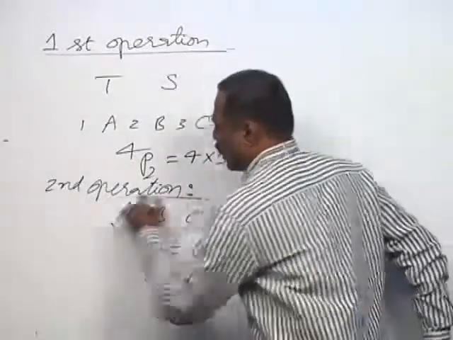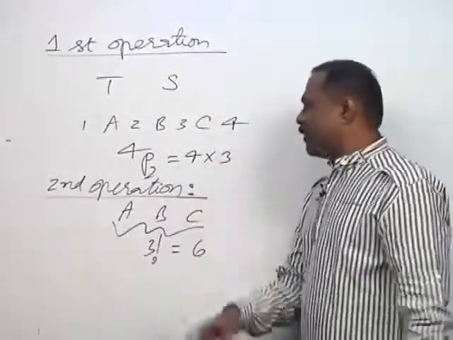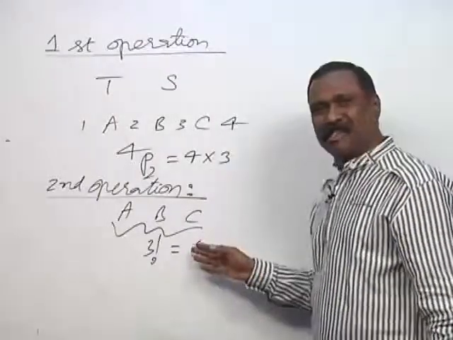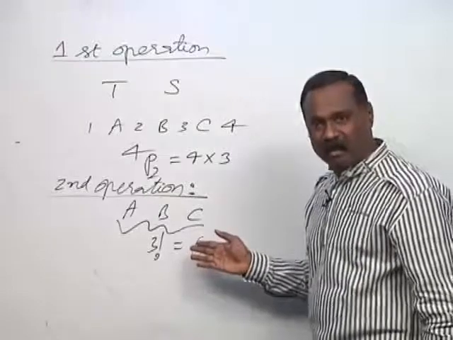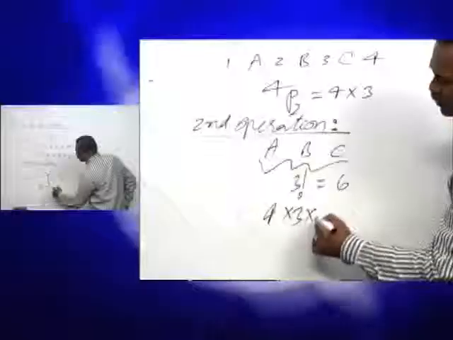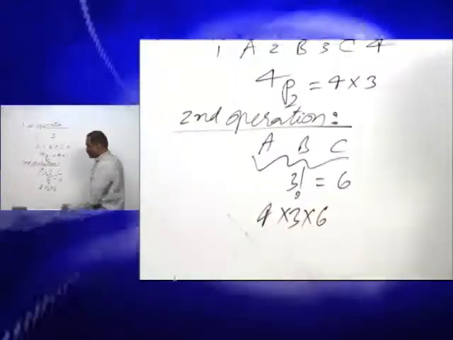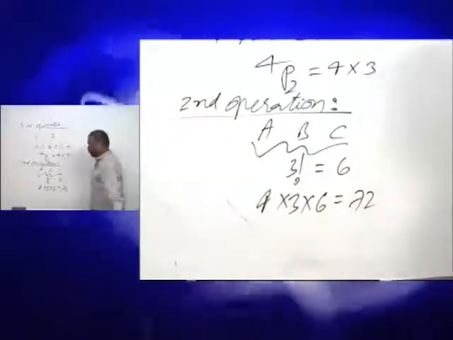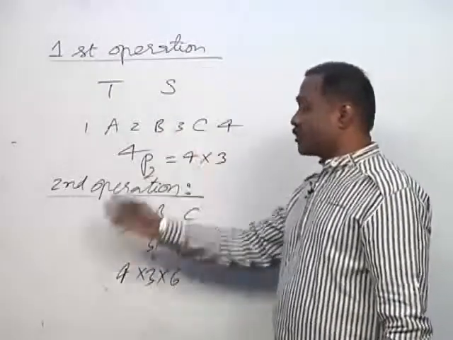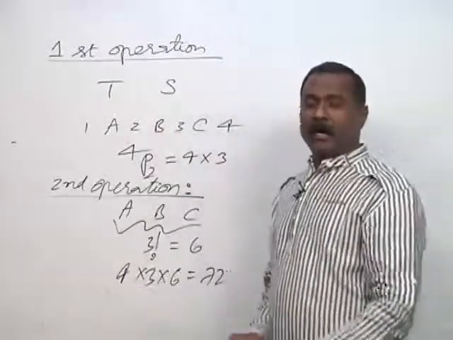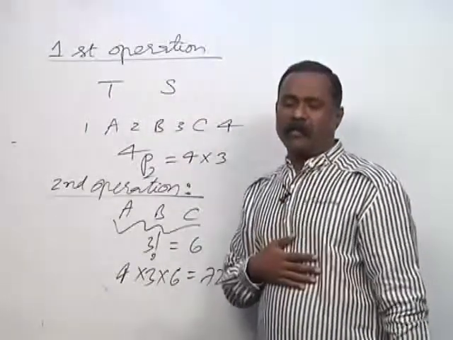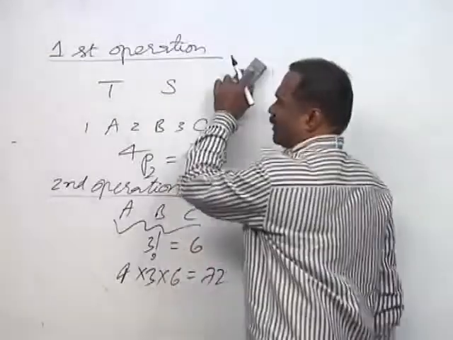First operation can be performed in 4 into 3 different ways. Second operation can be performed in 6 different ways. These 2 operations, one after the other or simultaneously, can be performed in how many different ways? So 4 into 3 into 6, which is nothing but 12 into 6, which is nothing but 72. 72 different ways this can be arranged such that the tallest and shortest will never be together. Okay. Next.